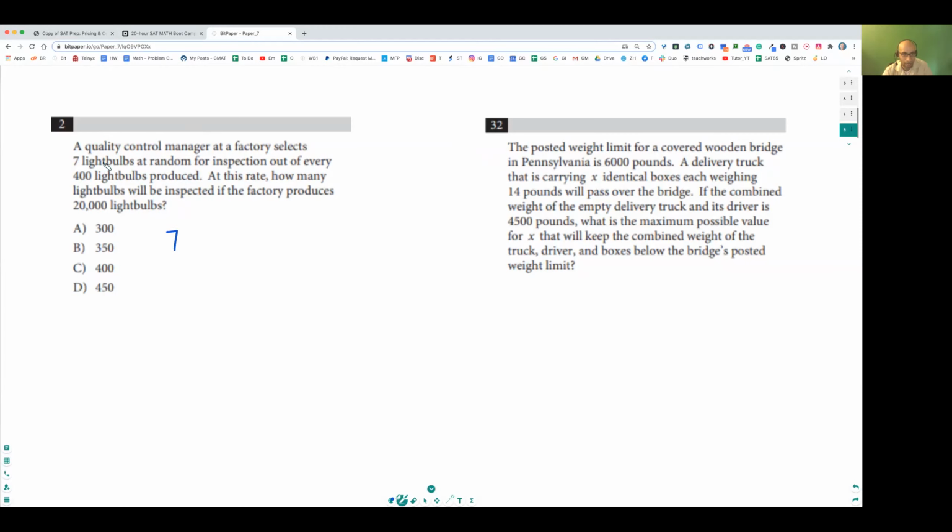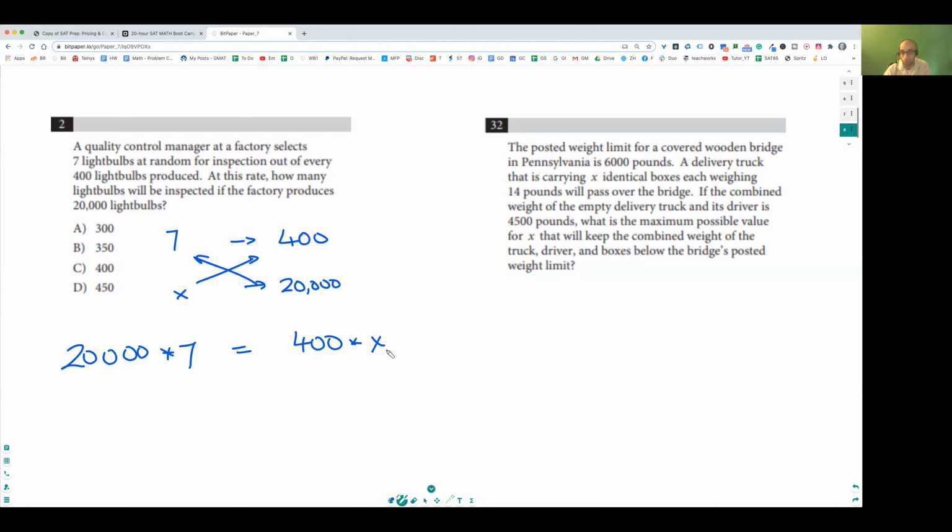7 light bulbs are selected for inspection out of 400. So 7 out of 400 are selected. Then write down how many will be inspected if you've got 20,000. You can write it this way, and then you just cross multiply these two. That's a massive step here. So 20,000 times 7 is equal to 400 times X.